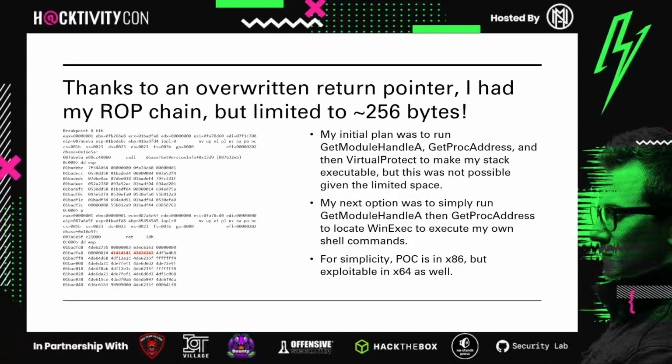So what I had, based on my overwrite, was an overwritten return pointer, which is the starting point for any ROP chain. But I soon realized I had a big problem. It was limited to 256 bytes. So no matter how much I set field length to, the program would only copy about 256 bytes at a time.